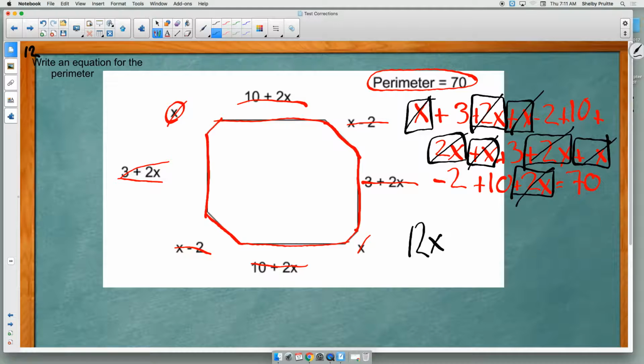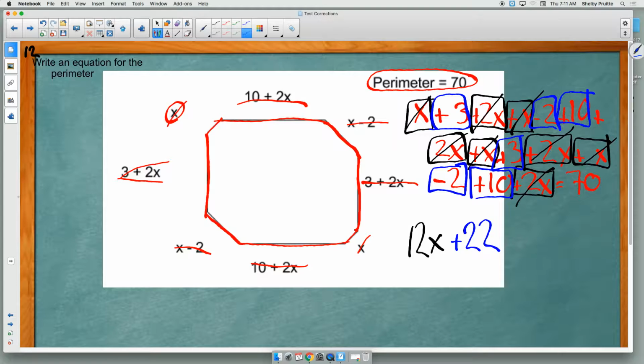Then I can look at my other numbers, which I don't really have to circle, but it might help you. So I have positive 3 minus 2, that gives me 1. Plus 10 gives me 11. Plus 3 gives me 14. Minus 2 gives me 12. Plus 10 gives me a positive 22. And that is still equal to 70.